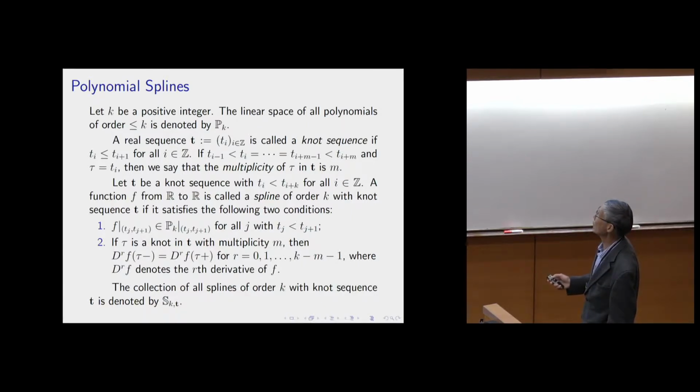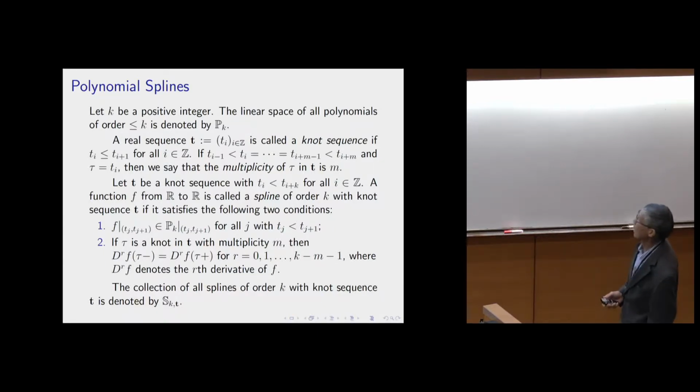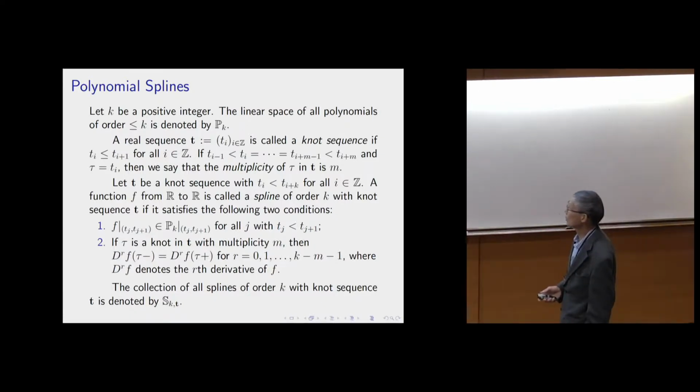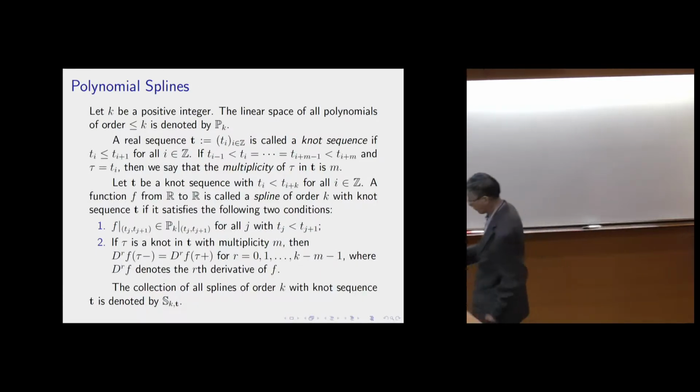Then you have smoothness, the connection of the left limit and right limit, left derivative and right derivative. So this is well known. Then we just denote by S_{k,t} the space of all splines of order k with node sequence t.